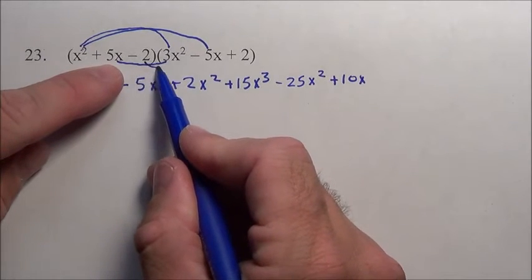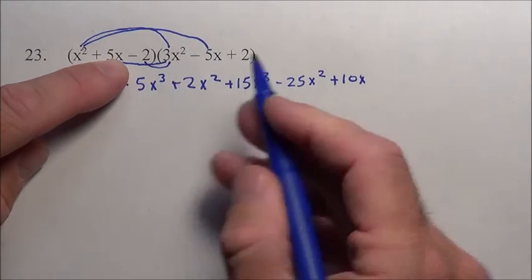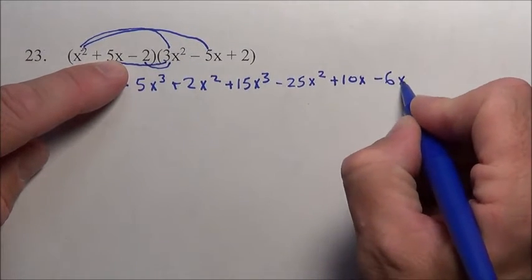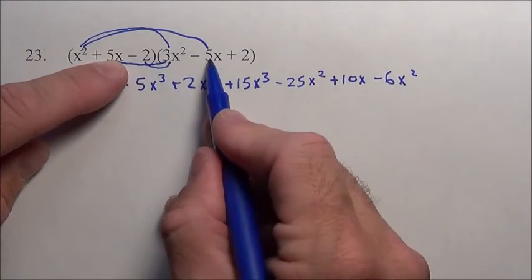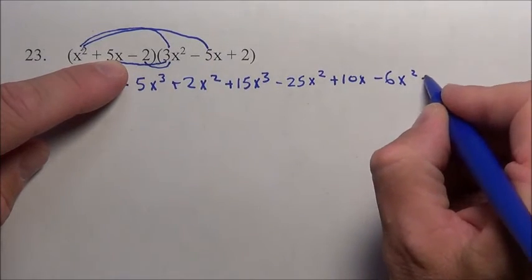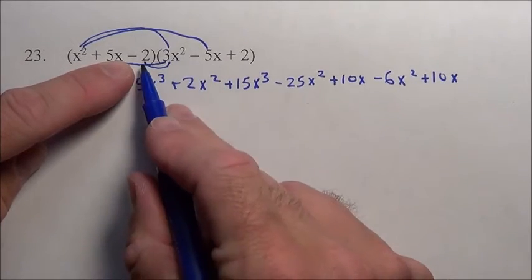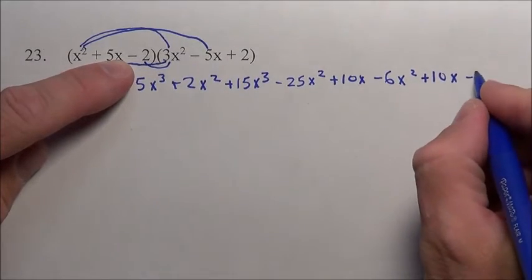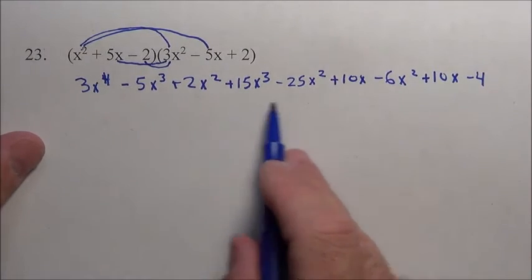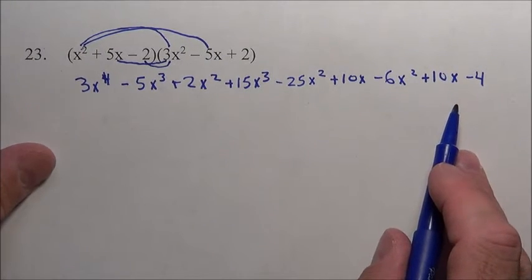Now I've got to do the negative 2 through to each piece. Negative 2 times 3x squared, negative 6x squared. Negative 2 times negative 5x, positive 10x, because remember, negative times negative is positive. Finally, negative 2 times positive 2, subtract 4. You have 9 terms here, and you've got to combine those that will go together.